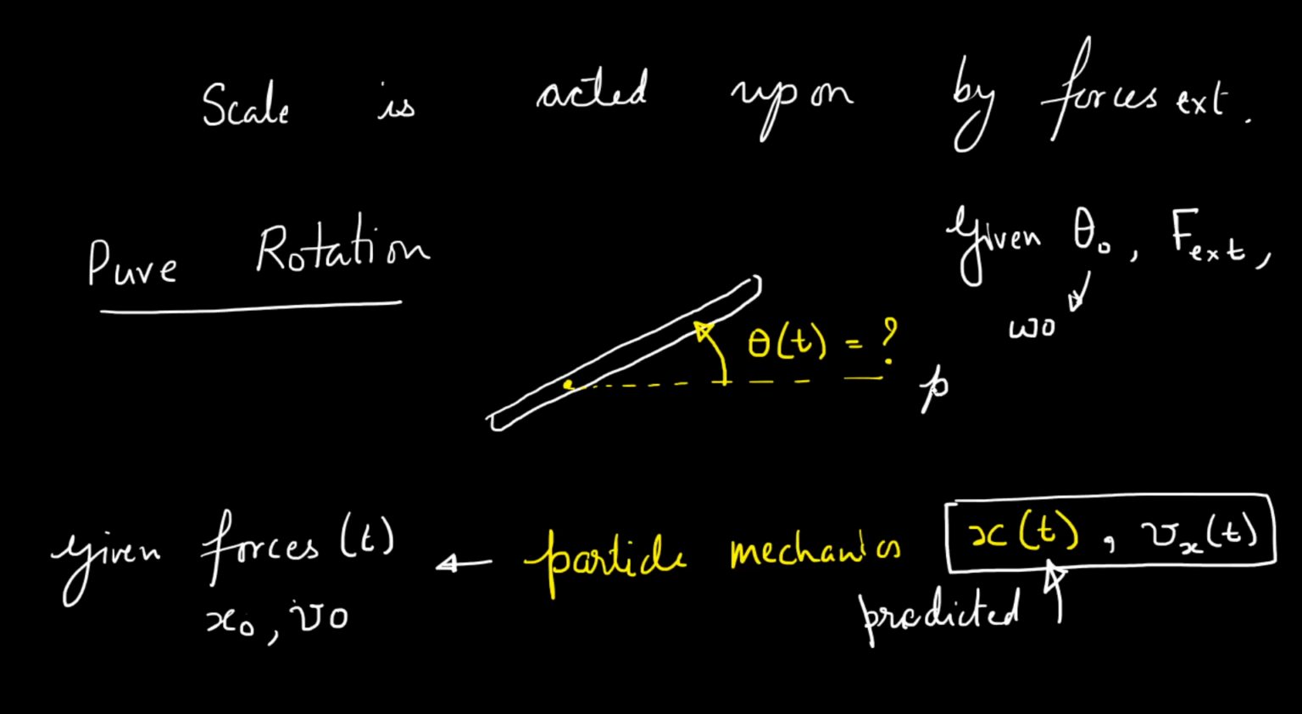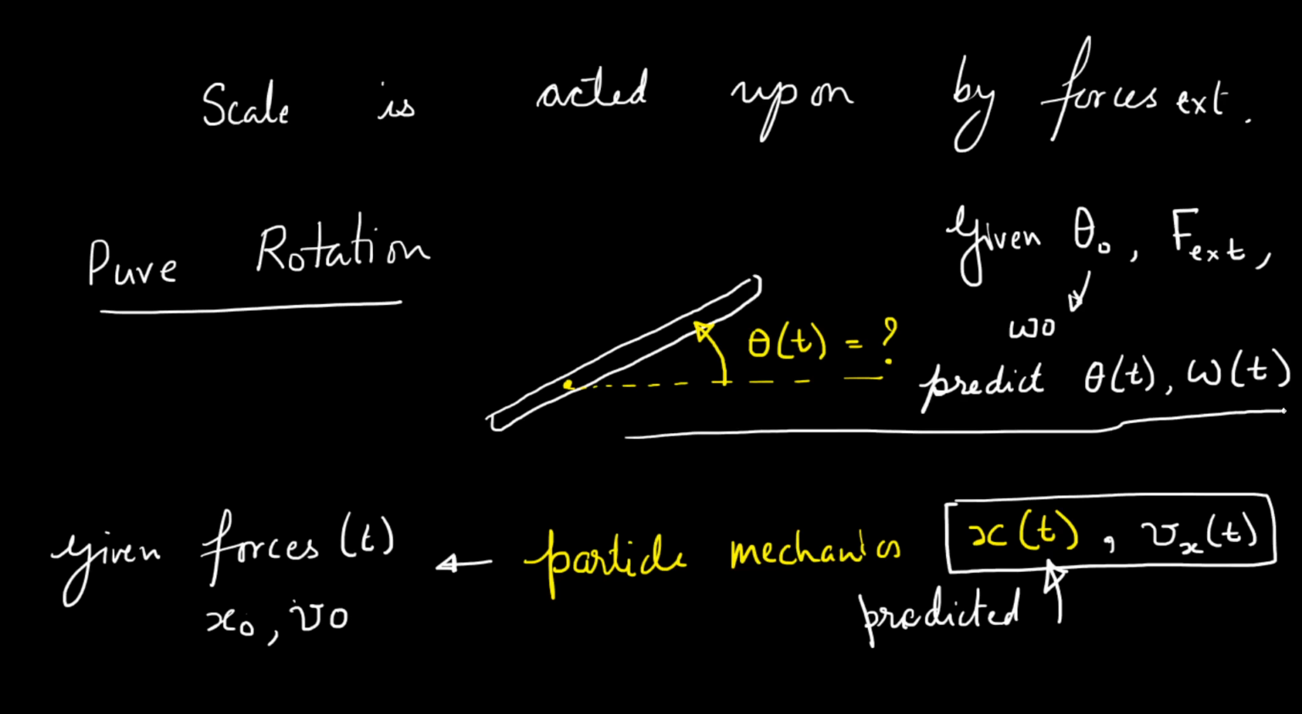We want to predict theta as a function of time and omega as a function of time. So you can easily relate to my problem by a direct comparison to things that we've already discussed. So there is a clear 1-1 correspondence. So I think there is no confusion.